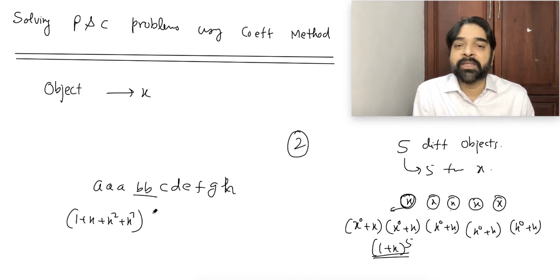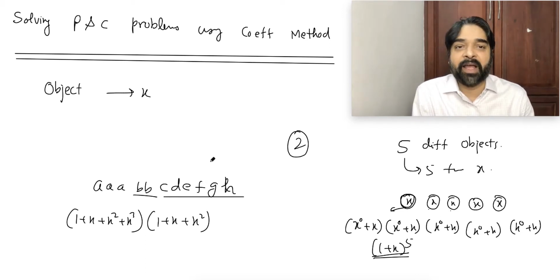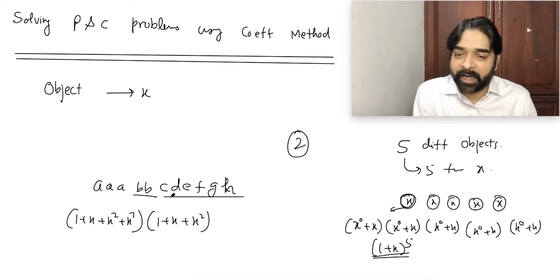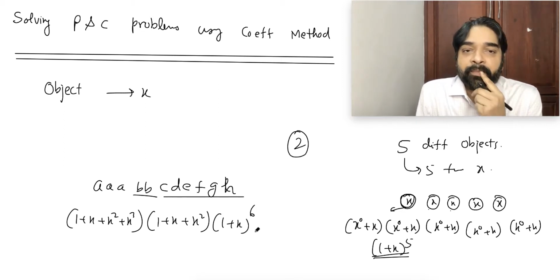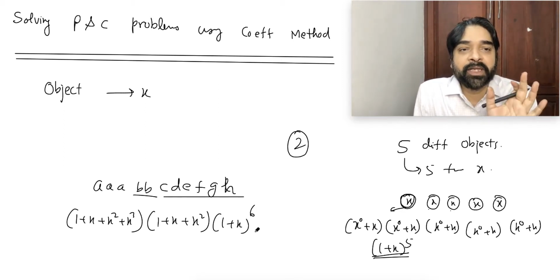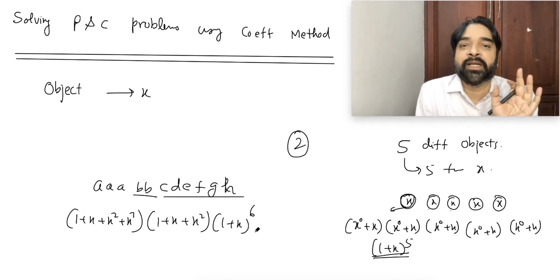What is the bracket of this? 1 plus x square, and all these are different. So now bracket of C is 1 plus x, bracket of D 1 plus x, E 1 plus x, F 1 plus x, G 1 plus x, H 1 plus x, or indirectly you can say (1 plus x) power 6. All of you able to understand how to represent in the form of x? Either a mixed object or different object or identical object, everything will be represented in this format.